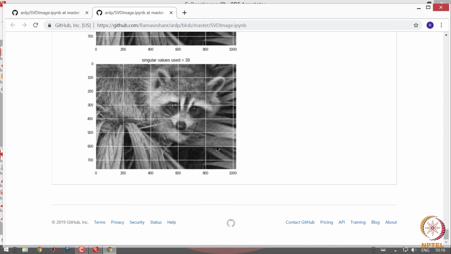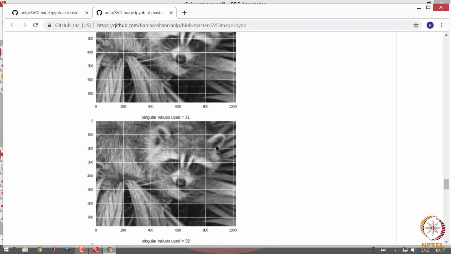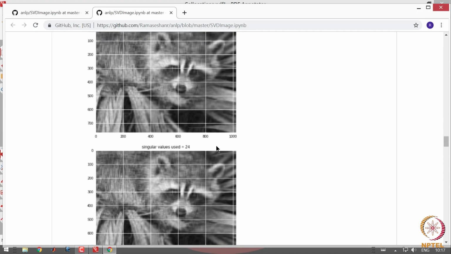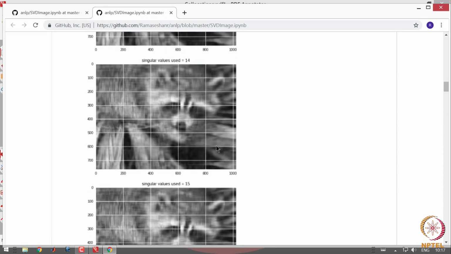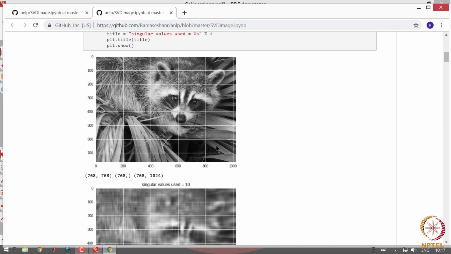That means you do not really require the entire size of the singular values to reconstruct the image. If I go back to the previous one, the original size, I do not require 768 to really reconstruct the entire image. That means I have reduced the size of my singular values and also reduced the computational complexity, so that I do not do a lot of matrix multiplication beyond certain numbers.